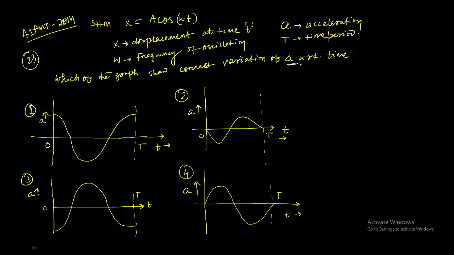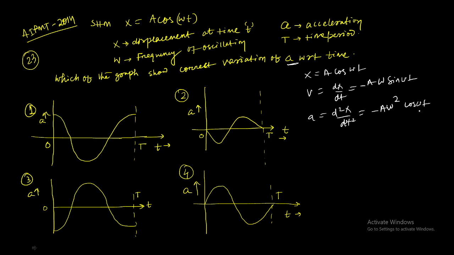So x equal to a cos omega t they have given. So v equal to what? dx by dt equal to minus a omega sin of omega t, and acceleration equal to d square x by dt square, that is equal to, again you have to do the derivative, minus a omega square cos of omega t, right?